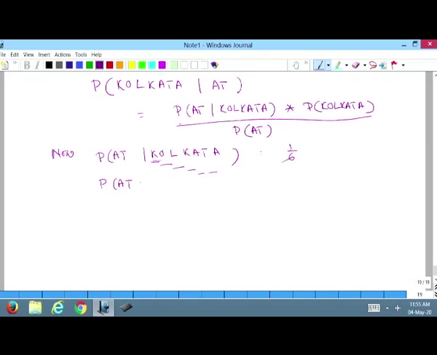Probability of AT given Kathmandu, there are 8 possible pairs of letters. Therefore, that is going to be 1 by 8, and probability of AT given Muscat is equal to 1 by 5.